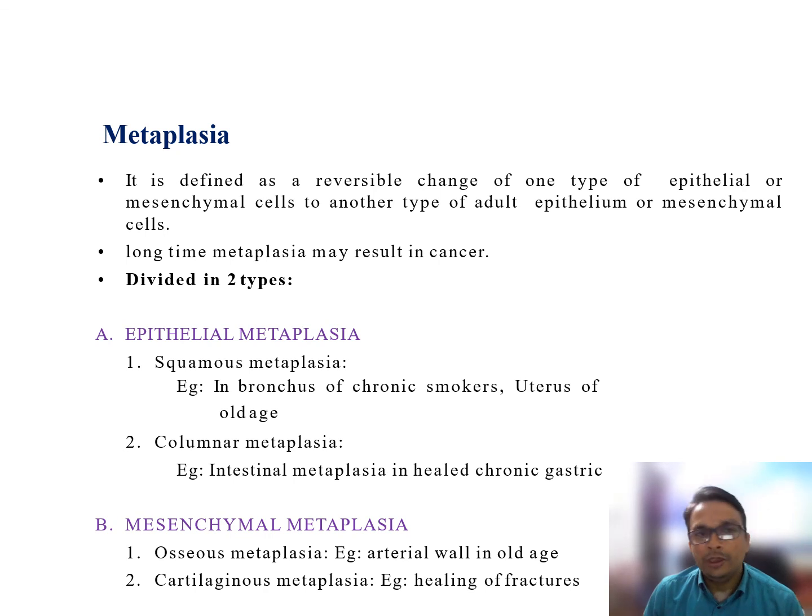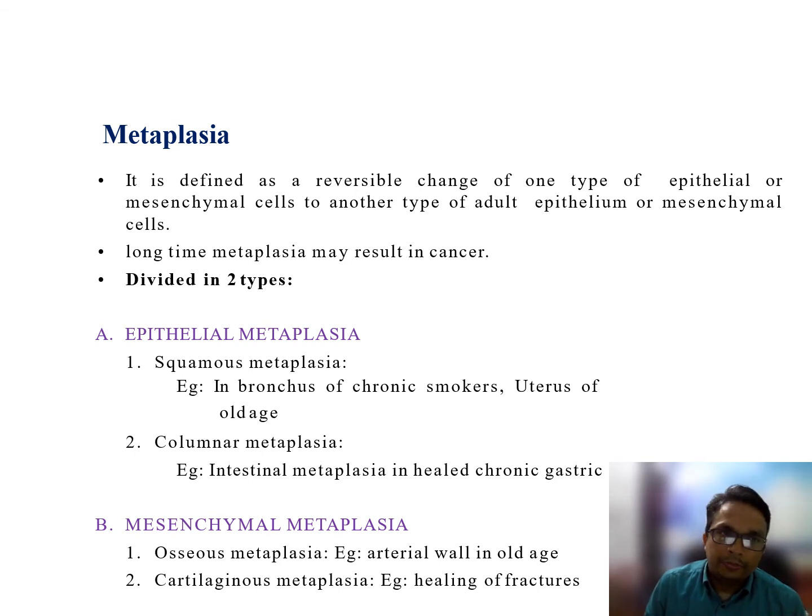Moreover, in epithelial metaplasia, you can observe a similar thing in the uterus of old age people. Whereas in columnar metaplasia, intestinal metaplasia is seen in chronic gastric ulcer.